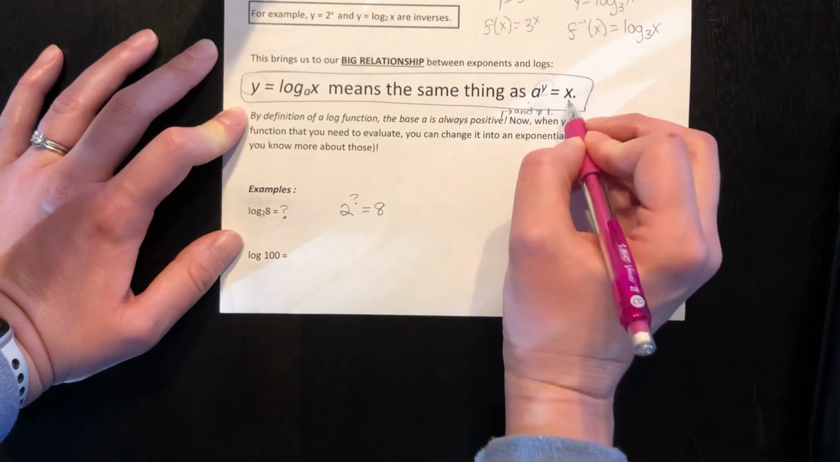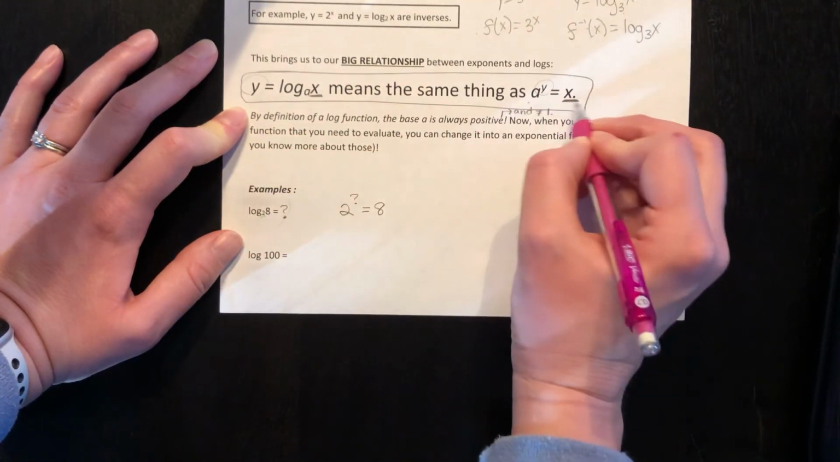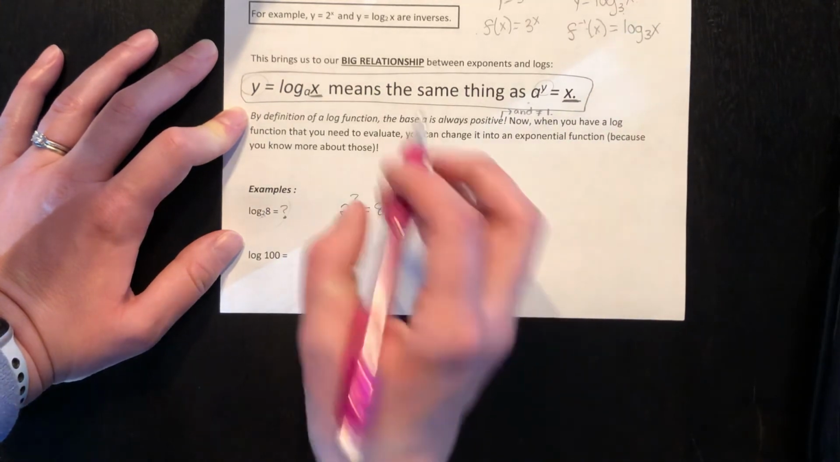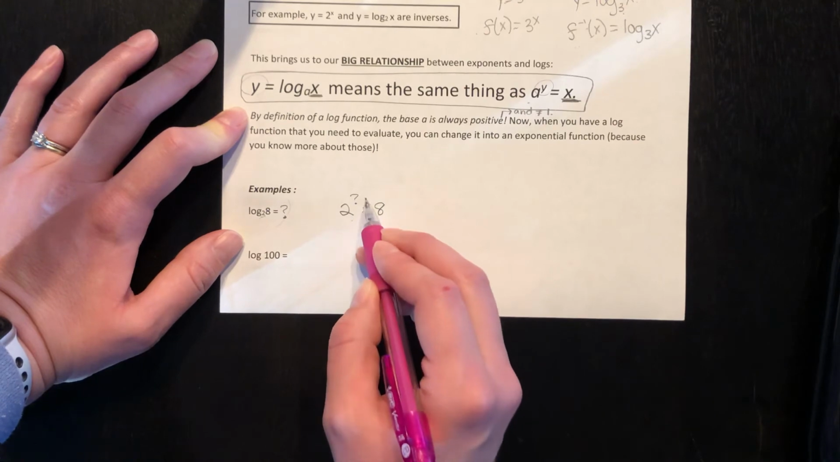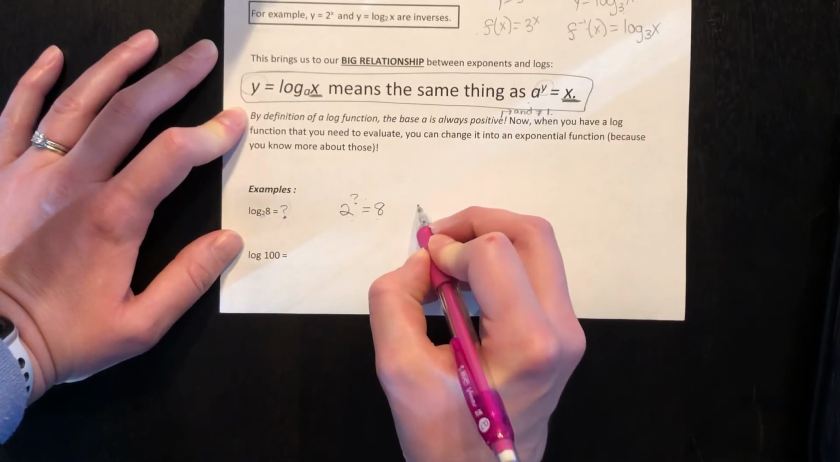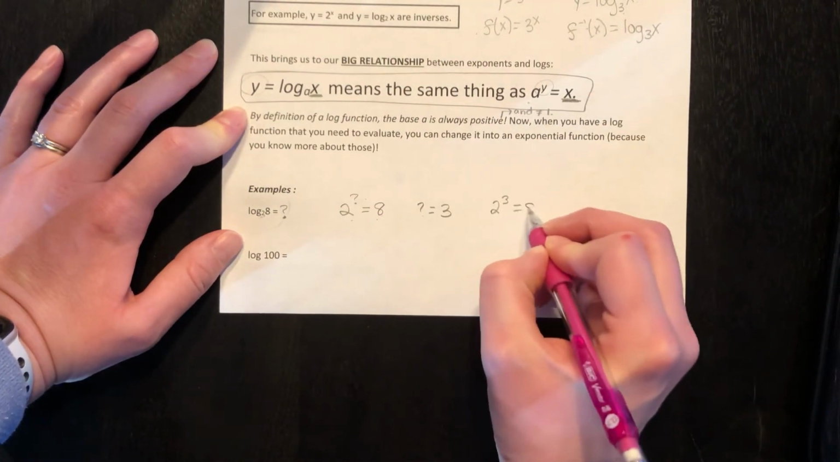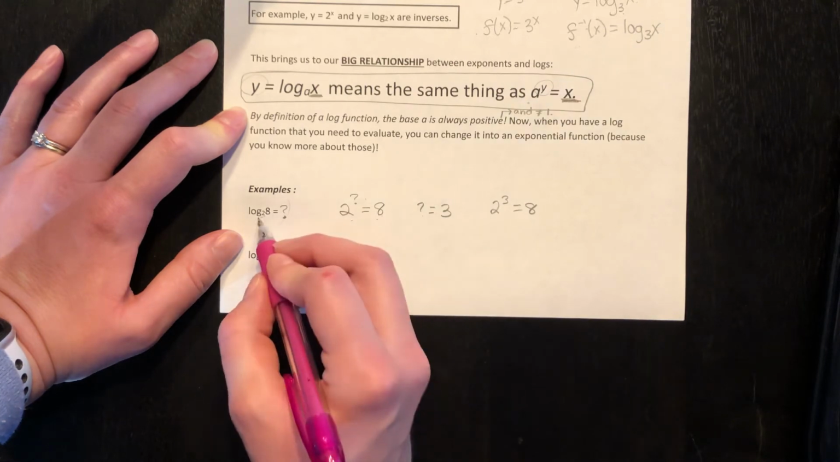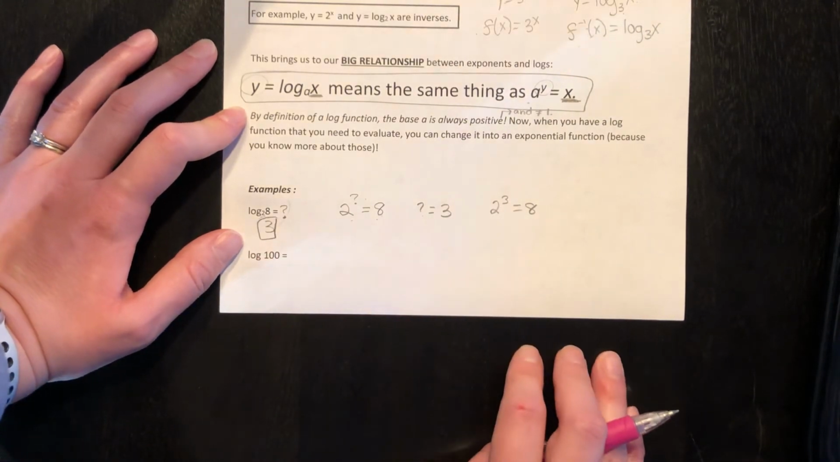So notice how when I rearrange it, x, the argument in the log, is what the exponent is equal to. So the argument on the log is what the exponent is equal to. 2 to the question mark equals 8. Well, you know that. You know that the question mark is equal to 3 because 2 to the third power is 8. So your final answer here, log base 2 of 8, is 3. There it is. That's what that's equal to.